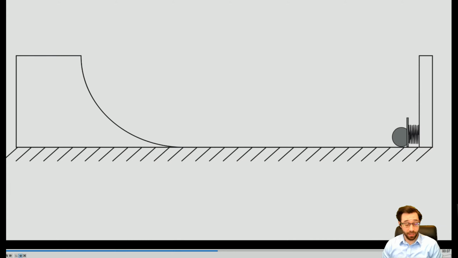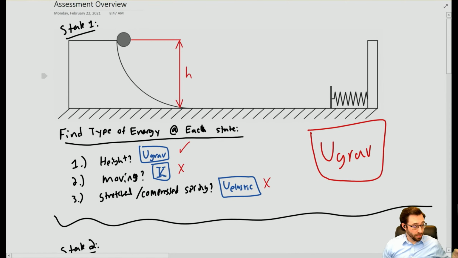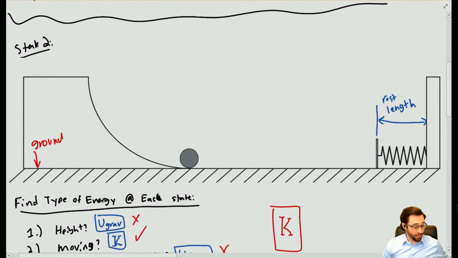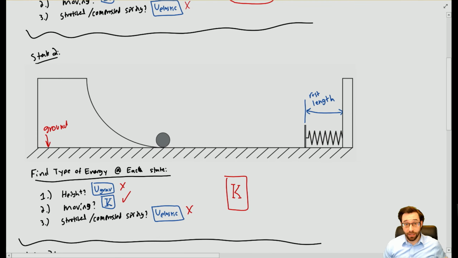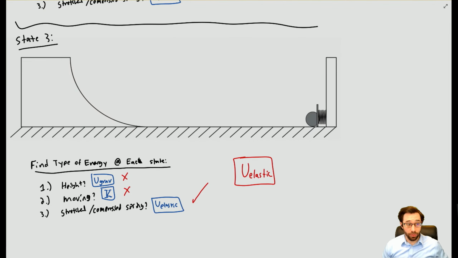So there's 3 different states. State 1 is at the top of the ramp. State 2 is at the bottom of the ramp. State 3 is when the spring is fully compressed. So what we covered yesterday was at state 1, we have only gravitational potential energy. At state 2, we only have kinetic energy. At state 3, we only have elastic potential energy.